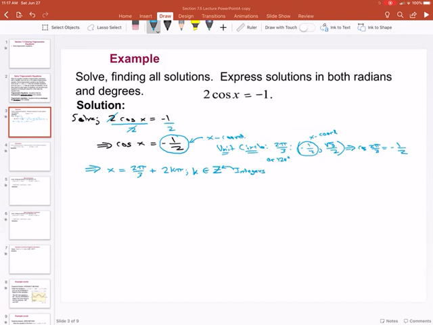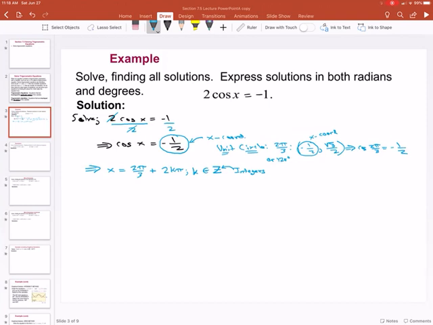Integers. So 2 pi over 3 plus 2k pi. For example, if we let k be an integer value, like 1, -1, 2, -2. If k is 1, we would have 2 pi over 3 plus 2 pi, which would be 8 pi over 3. 8 pi over 3 is coterminal with 2 pi over 3. It's in the same spot. That would be a solution.